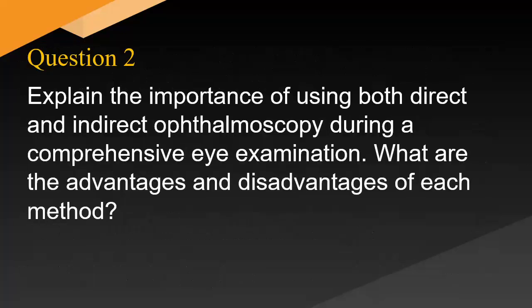The clinician should conduct a thorough symptom assessment, inquire about any systemic diseases, and consider referrals for genetic counseling if applicable. Explain the importance of using both direct and indirect ophthalmoscopy during a comprehensive eye examination. What are the advantages and disadvantages of each method?